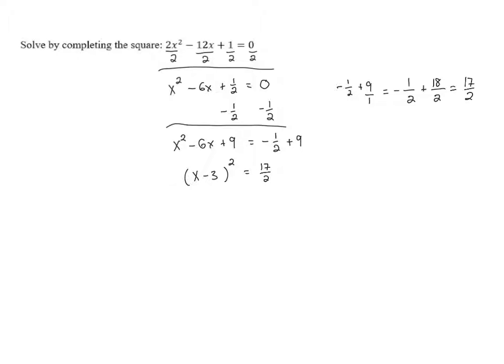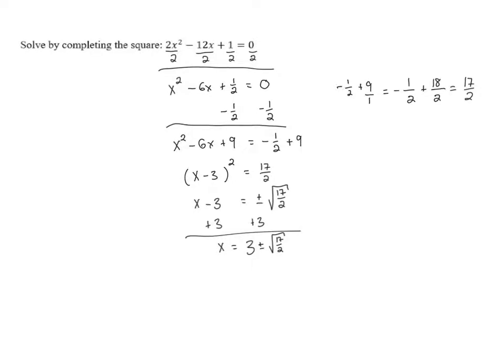When we take the square root of the left-hand side, we have x minus 3. On the right-hand side, when we apply the square root property, we end up with plus or minus the square root of 17 halves. Now, to get x alone, we need to get rid of that 3. We can do that by adding 3 to both sides. This gives us x equals 3 plus or minus the square root of 17 halves.